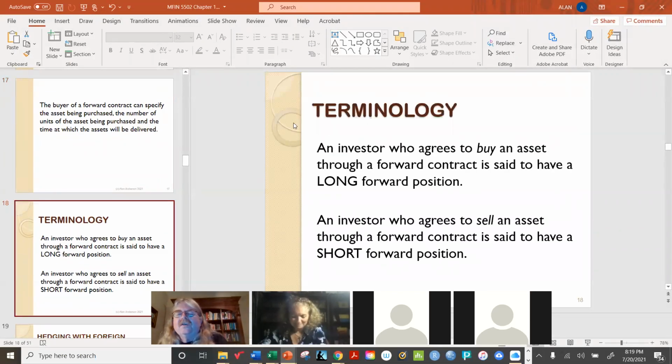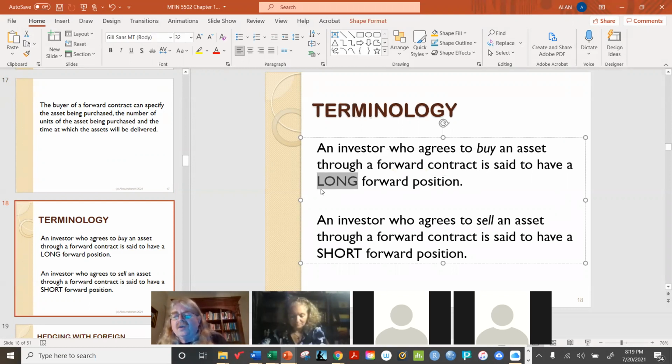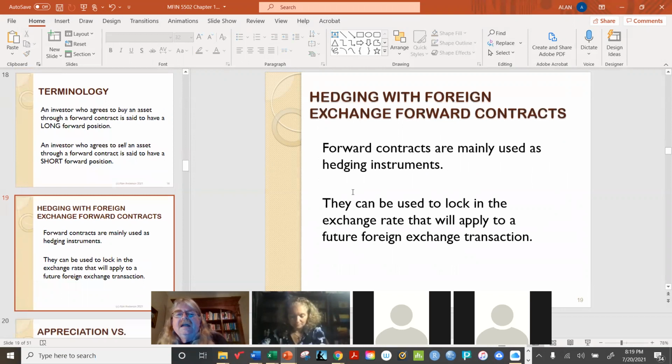All right. Anyway, so if you're buying an asset through a forward contract, you're said to have a long position. And if you're selling, you're said to have a short position. So for every long, there has to be a short, of course. Now, how exactly would you hedge with a forward contract in the foreign exchange markets, at least? Well, like I said, this is the most common use of these contracts.